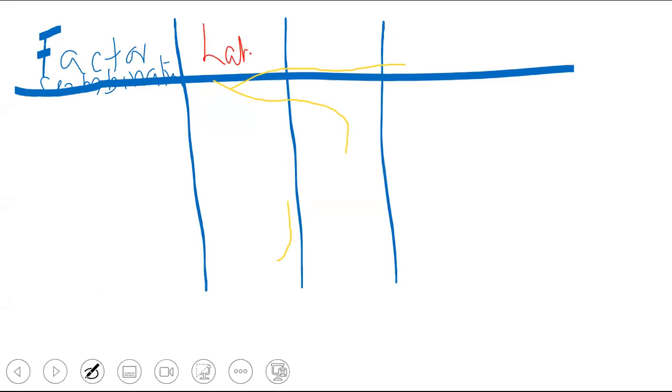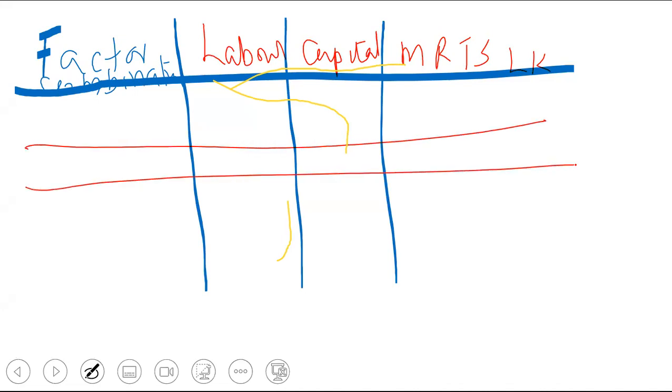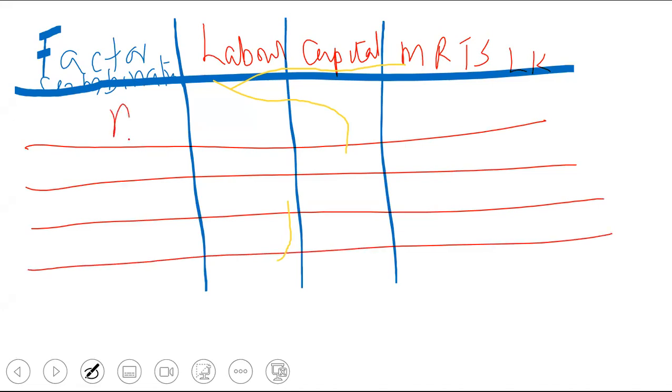Second one, labor. Third one, capital. Fourth one, MRTS LK, write LK below. Make four columns: A, B, C, D. Labor 1, 2, 3, 4. Children, you have to be very careful with this table. Capital 15, 11, 8, 6. You cannot change the numbers. Labor 1, 2, 3, 4. Capital 15, 11, 8, 6.